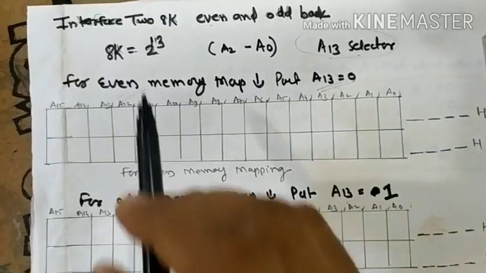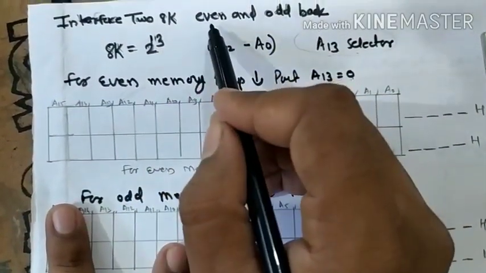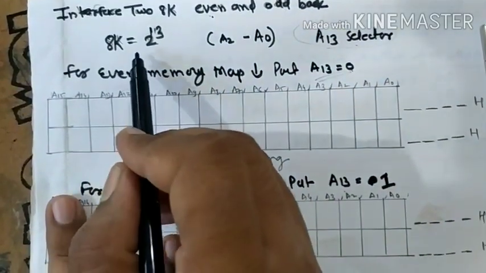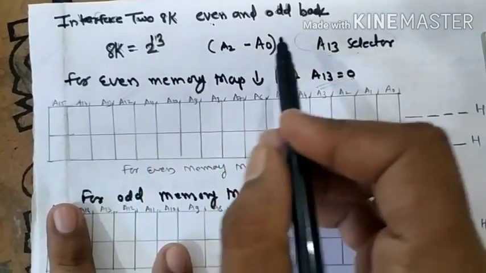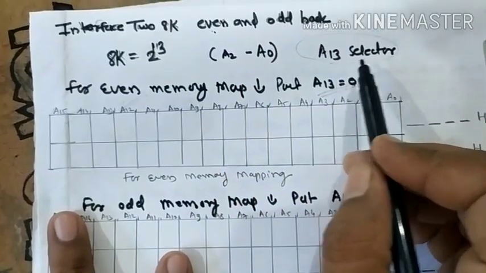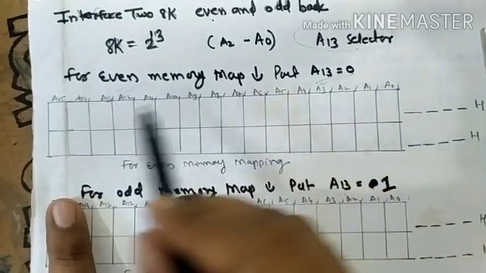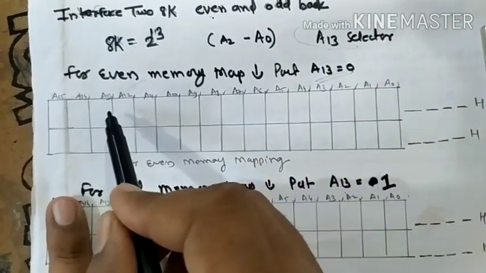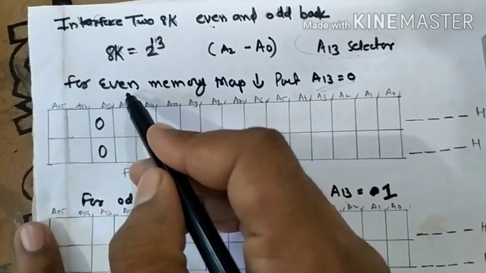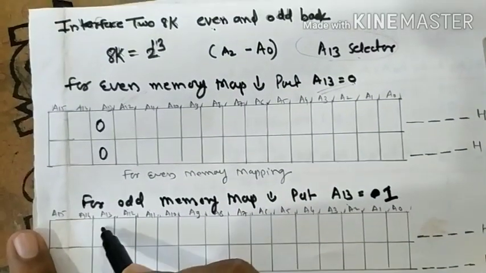When we interface 8K RAM with 8051, try to remember we are interfacing one even bank and one odd bank. So 8K is equal to 2 raised to 13. That is, we use A0 to A12 as address lines and A13 as a selector. In this table, A13 is here. So we put A13 equal to 0 because we are designing the even memory bank, and for the odd memory bank, we put A13 equal to 1.